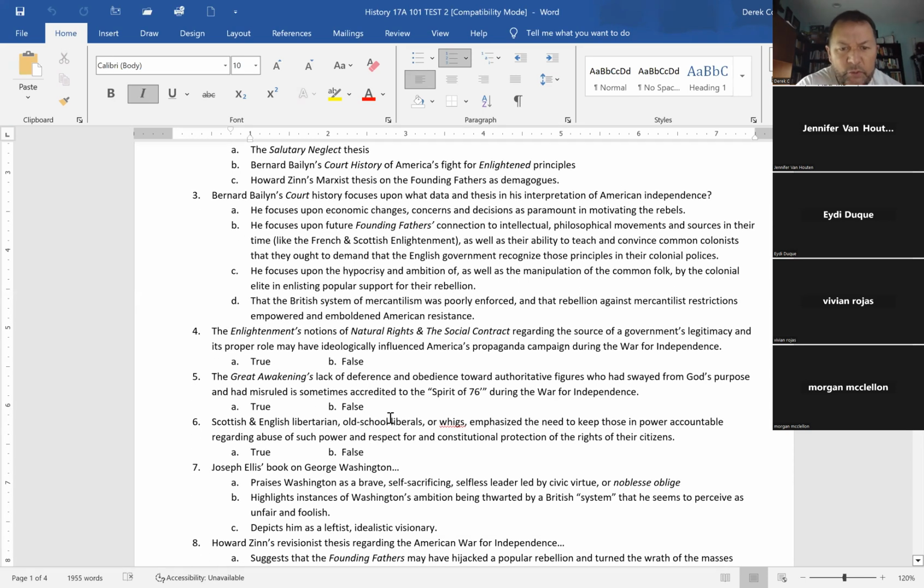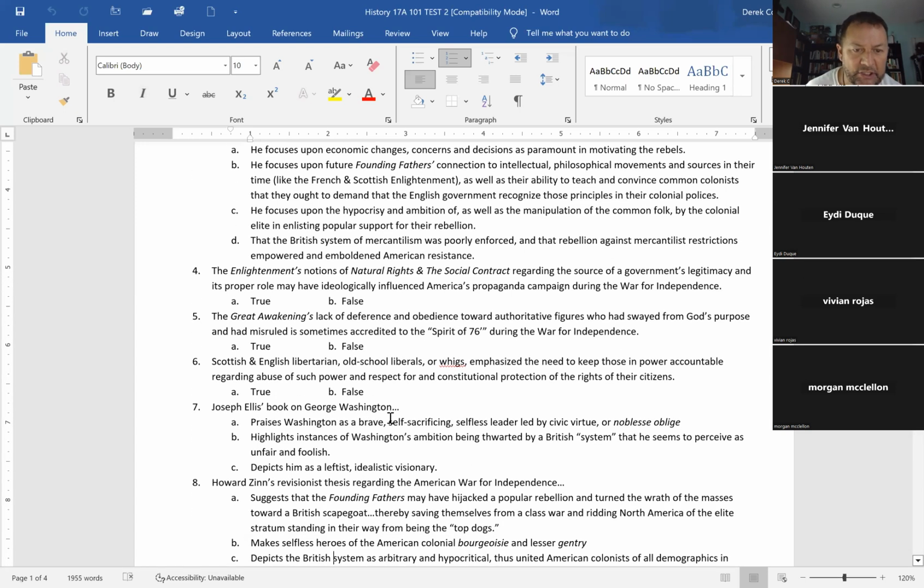The Enlightenment's notions of natural rights and the social contract regarding the source of a government's legitimacy and its proper role may have ideologically influenced America's propaganda campaign during the war. Absolutely. All right. And then, yes, the Great Awakening taught conditional deference. If your leaders were not doing God's will and not doing their job properly, if there was corruption, abuse of power involved, then you had the religious God's approval to rebel against them. So that had a psychological effect as well.